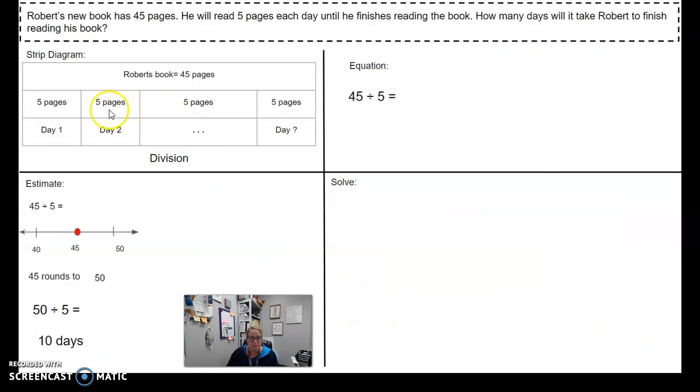My second problem says this. Robert's new book has 45 pages. He will read 5 pages each day until he finishes reading the book. How many days will it take Robert to finish reading his book?